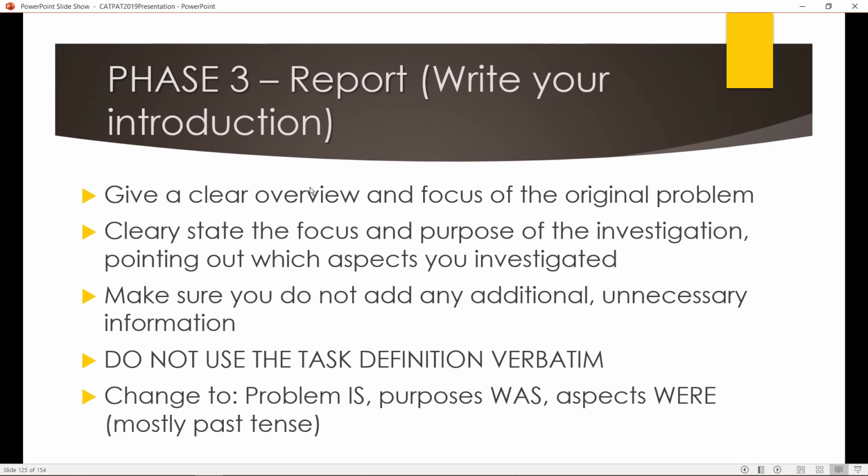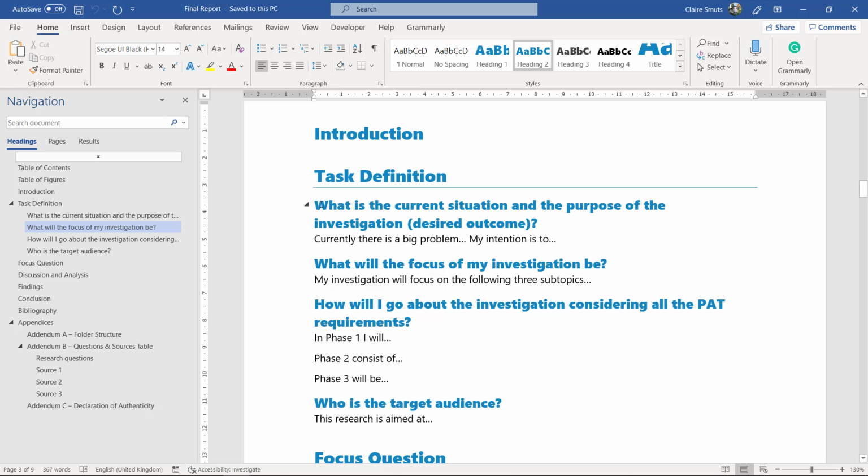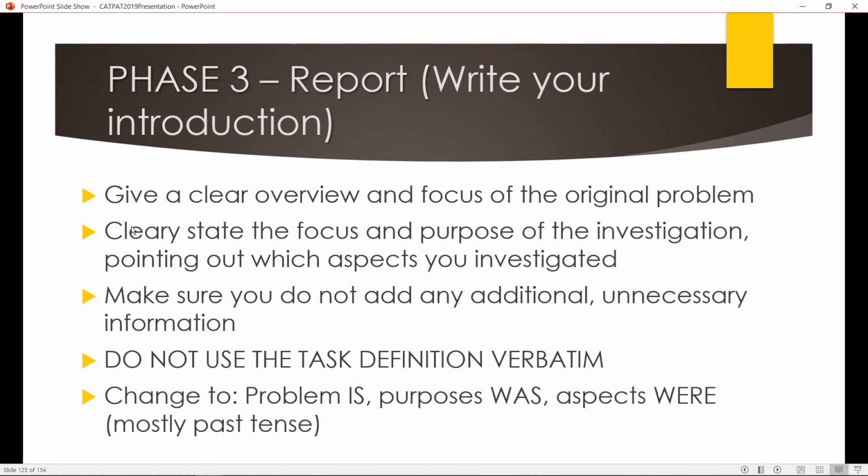We are going to give a clear overview and focus of the original problem. And we've actually already done that in the first question of the task definition. You were supposed to answer that in the first question where you were discussing the basic problem. And then we're going to state the focus and the purpose of the investigation, pointing out which aspects you investigated.